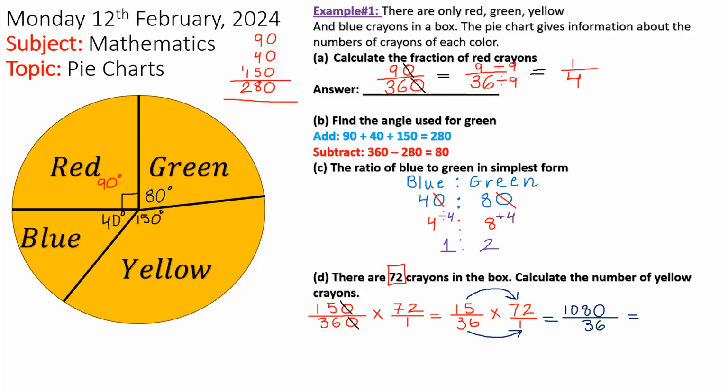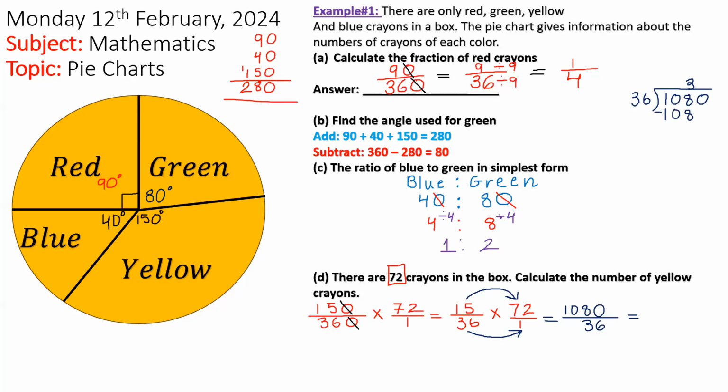1080 divided by 36. And so let's divide that. So how many times can 36 go into 1080? 36 goes into 108 how many times? 3 times. Because 36 times 3 is 108. Right?